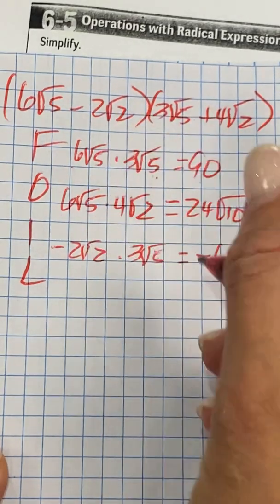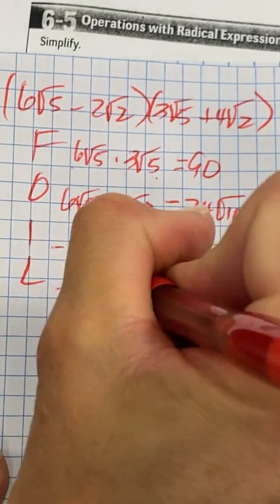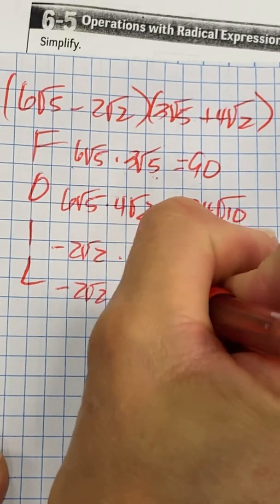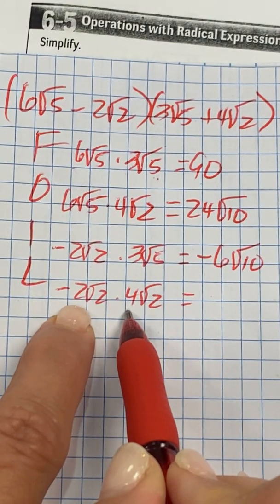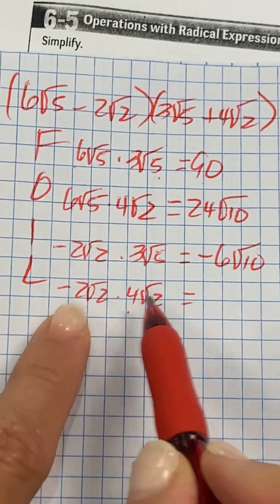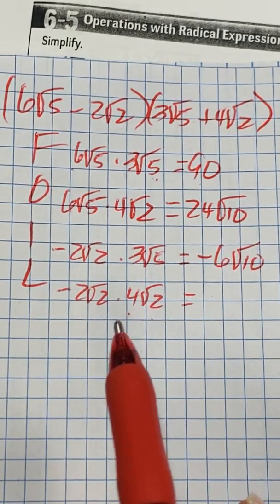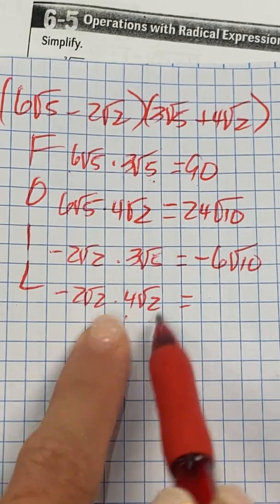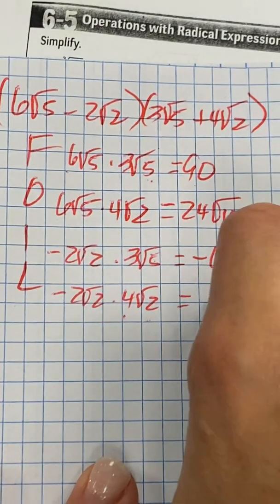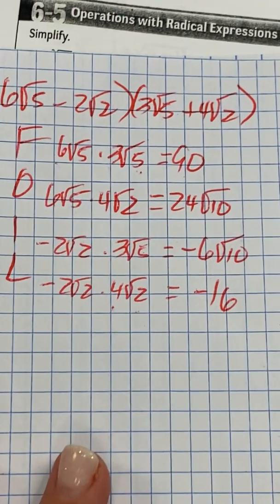Then the last, negative 2 square roots of 2 times 4 square roots of 2. Okay, again, I'm going to do this in my head. The constants are negative 8. The roots multiplied together is just a 2. So negative 8 times one more 2. Negative 8 times 2, negative 16.